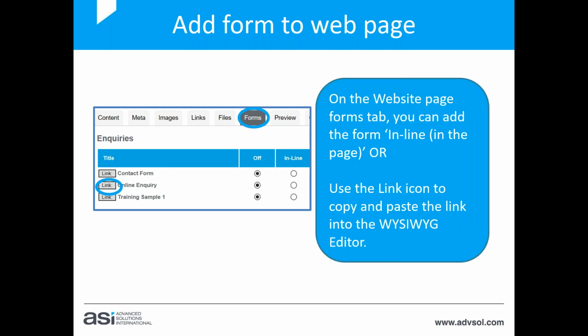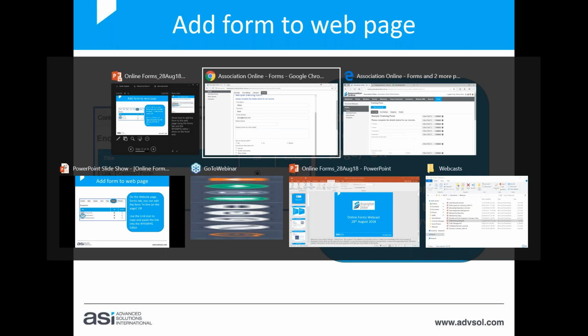We can add the form using the Forms tab in your page content. There is an option to add the form inline, which means it displays within the page, or as a link on the page. The other option is we can go into the WYSIWYG editor within the page in the content section and use the link of the form in there. So I'm going to show you both.